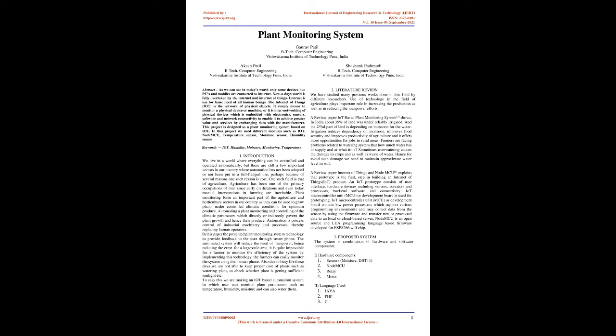As we can see in today's world, only some devices like PCs and mobiles are connected to the Internet. Nowadays the world is fully overtaken by the Internet and the Internet of Things. The Internet is used for the basic needs of all human beings. The Internet of Things, IoT, is the network of physical objects.